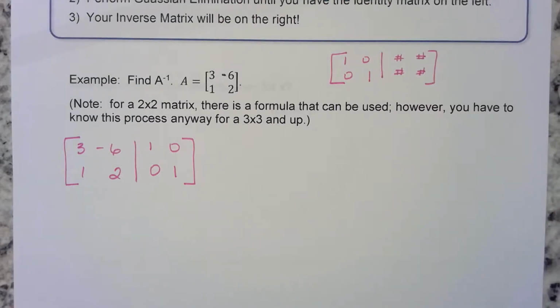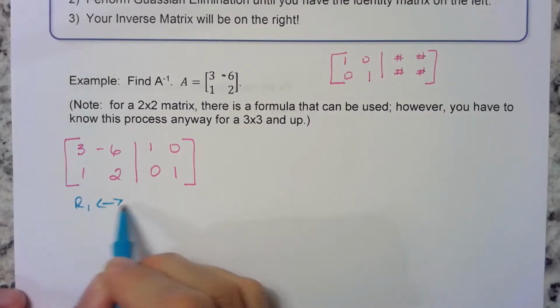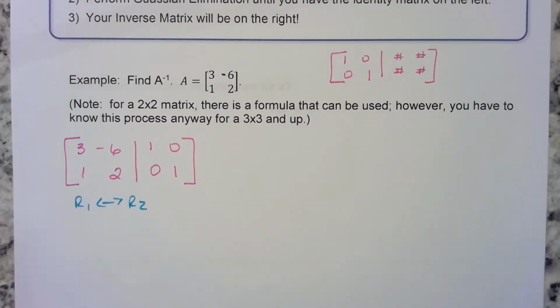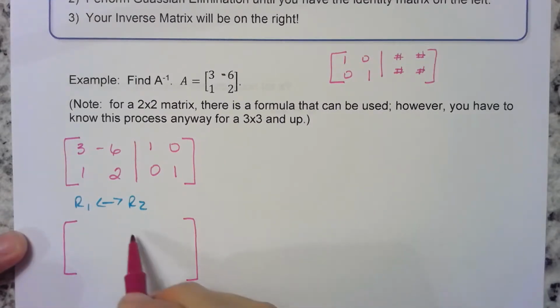So in this particular example, we could just switch the rows first. Row 1 and row 2 switch places. If we do that, we already get that 1 where it's supposed to be.